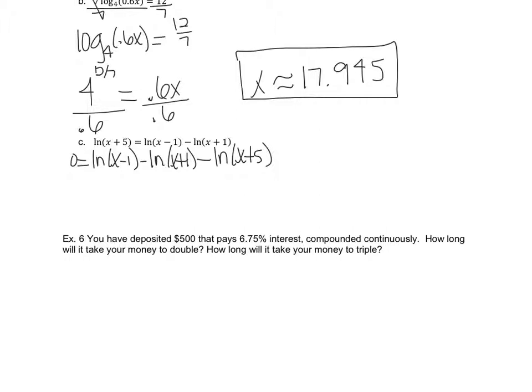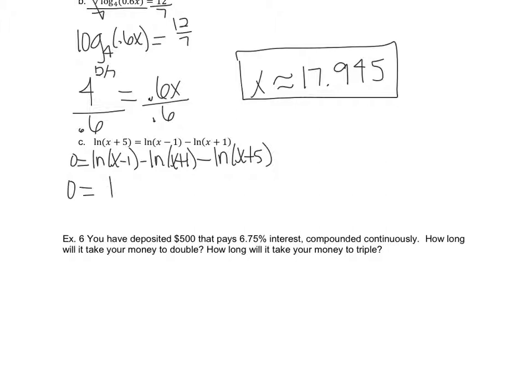And now I'm going to write that as one log. So I've got 0 equals. Now, everything that has a negative in front of it, so this one and this one, means that it is going to go to the bottom.